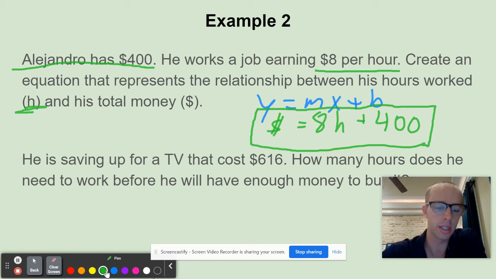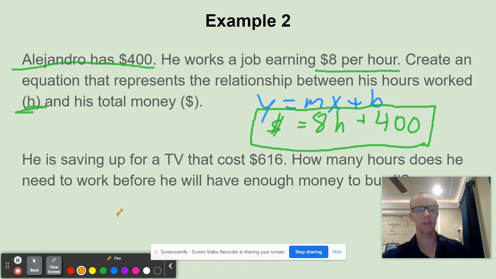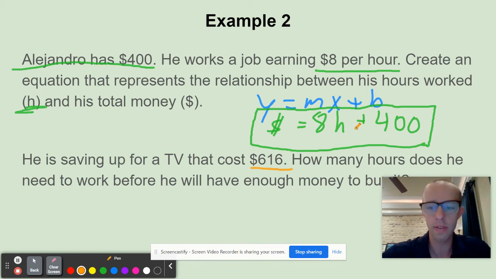And so now let's use that to solve a real-world equation here at the bottom. He's saving for a TV that costs $616. How many hours does he need to work before he will have enough money to buy it? I'm going to write up here a little bit so I have enough space. But this time it's a little bit different. I'm not given the amount of hours, so I can't plug this 616 into H. H stands for hours. This is not in hours. This is money, right? And so I need to plug money into the $sign. And so I'm going to do that.